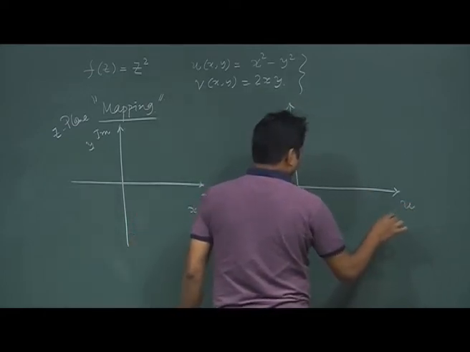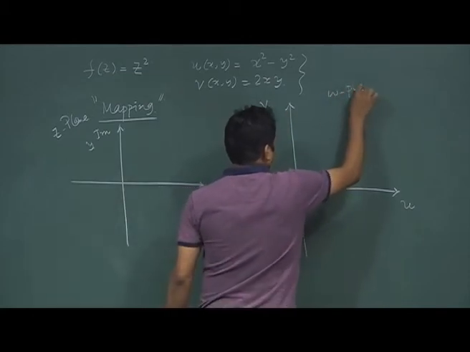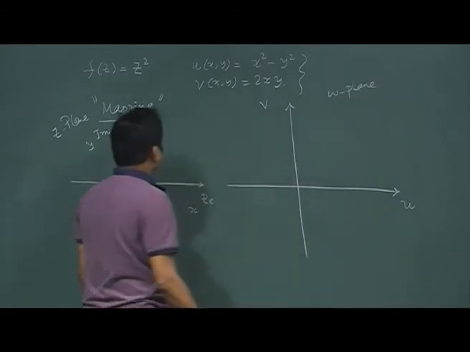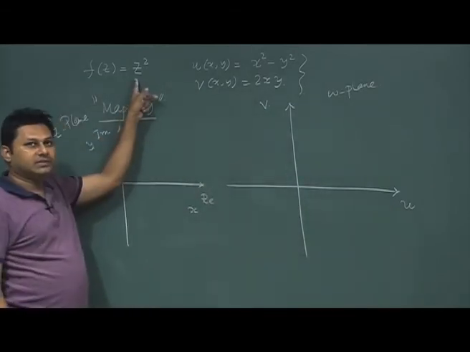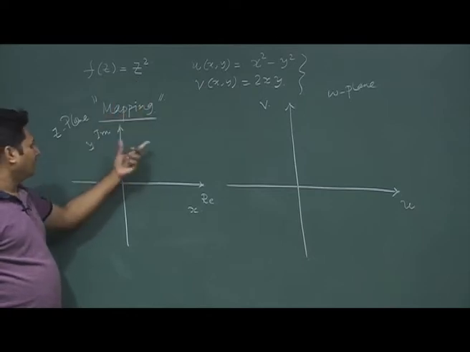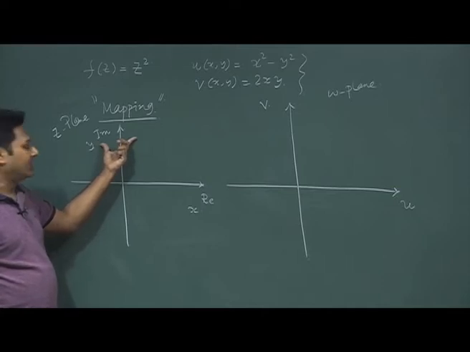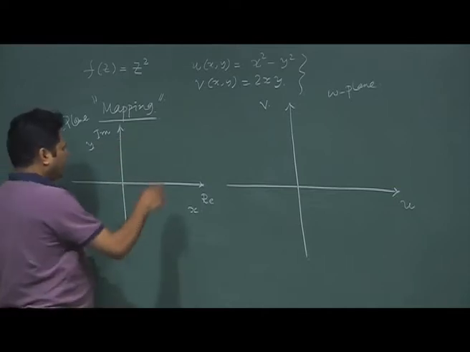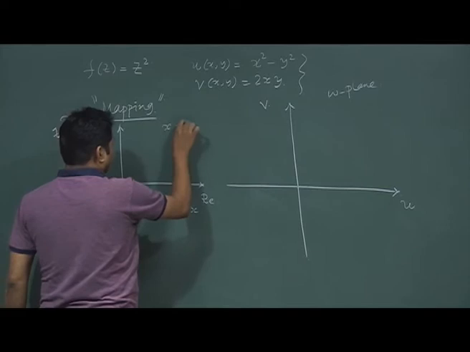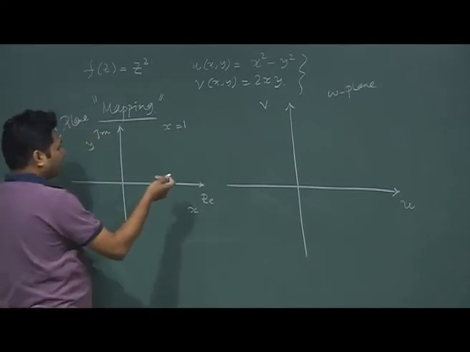This is u and this is v and this is the w plane, related with the function defined here, f(z) is equal to z squared. Now in order to do that, as I mentioned, I need to change my variable to a single variable. That is why I say x is 1. So I fix my x, and y can vary.